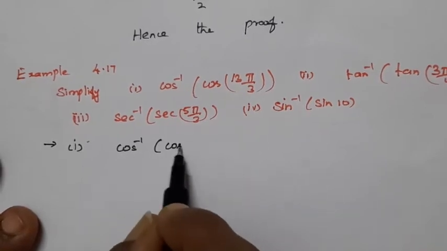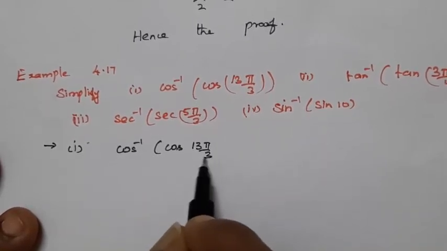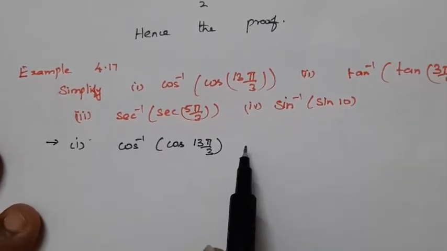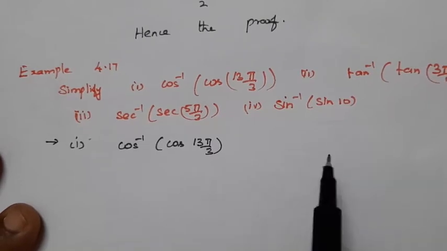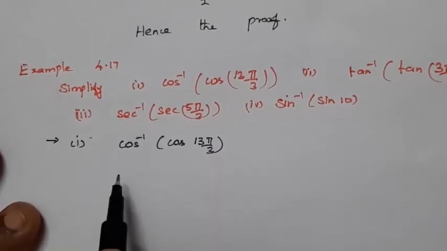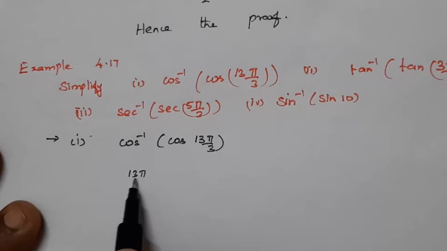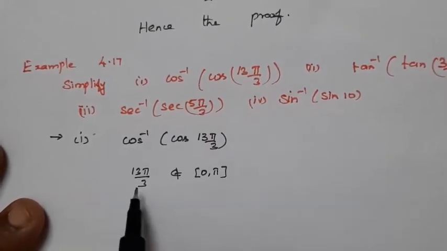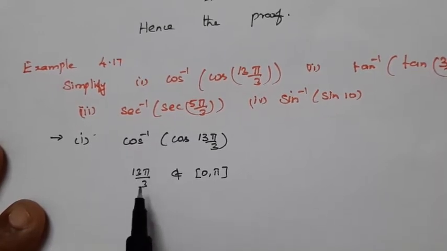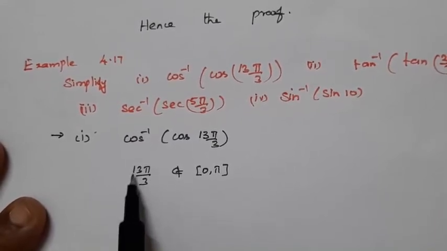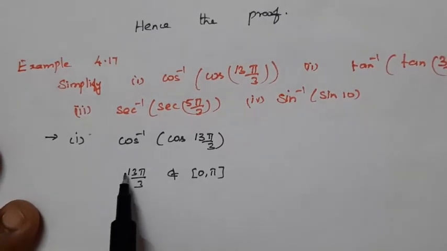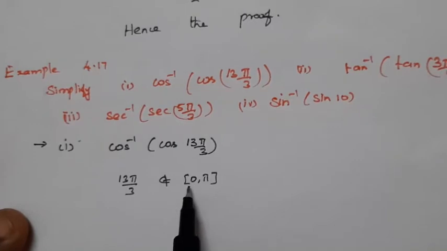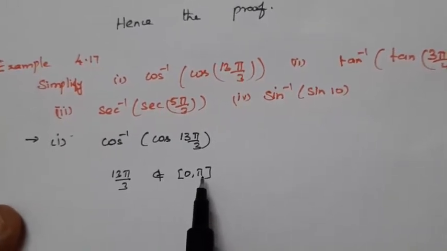What is the first problem? Cos inverse of cos of 13 pi by 3. You know that cos inverse of cos theta is equal to theta only if theta belongs to the closed interval 0 to pi. That is the property. But here 13 pi by 3 does not belong to the closed interval 0 to pi, because it exceeds 4 pi. We get 13 pi by 3 can be split up as 3 fours are 12 plus pi by 3, that is 4 pi plus pi by 3. So, as it exceeds 4 pi, it does not belong to the closed interval 0 to pi, right.